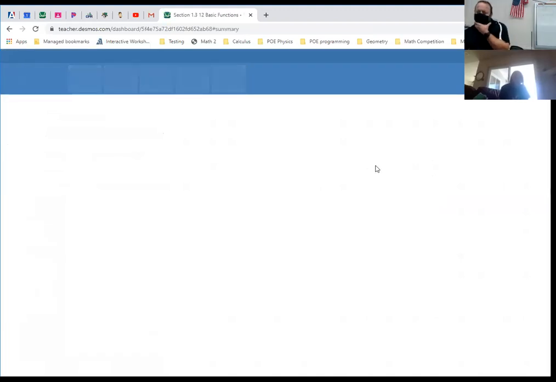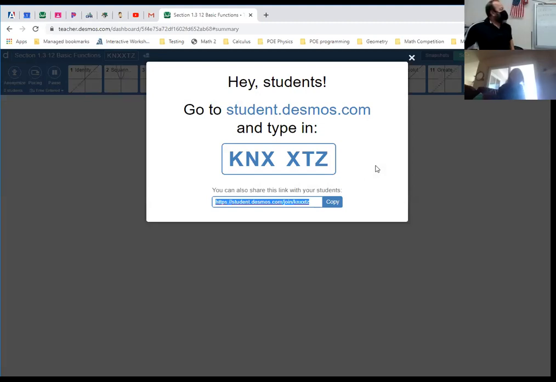So you have two Desmos activities, and this one is actually extraordinarily light. It's KNX XTZ. You could type that in. You should therefore have access to it. It's honestly a really simple little thing. But what I did for you guys in that little activity, I'll leave it up for another 2 or 3 seconds, and then I'm going to take that down because I want to show you what it is.